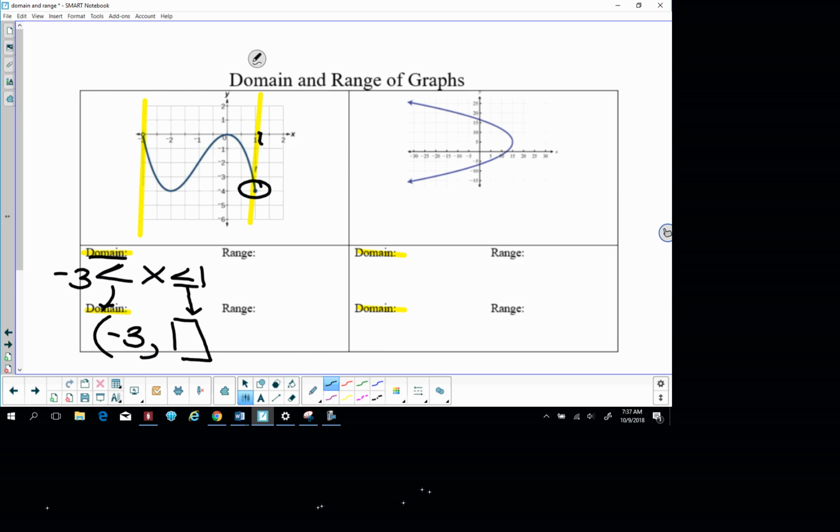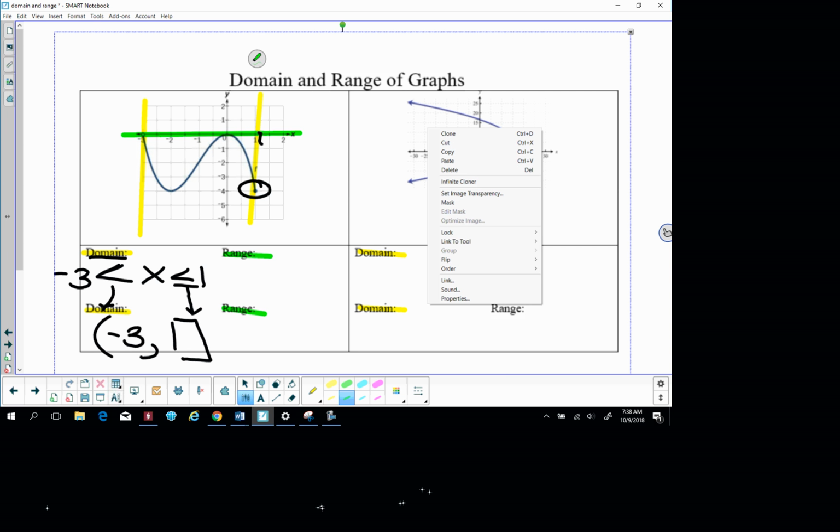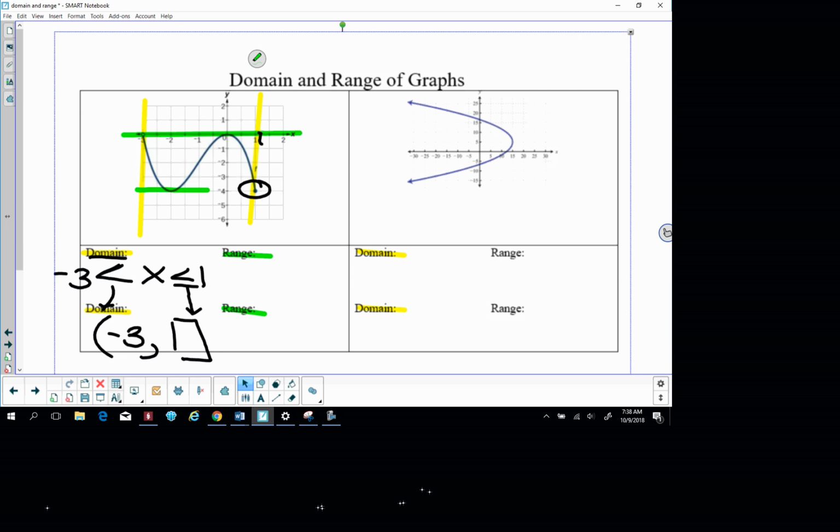The next thing we're going to look at is range. So if I'm going to get my highlighter, get your second color out, I'll use green. And so I want to look at the highest y that it goes to. See how it goes to this y right here? That's the highest y it goes to. And see how this point, it doesn't have to be where that point is. It's just the highest y. So this one actually touches it right there. The smallest y is right here.